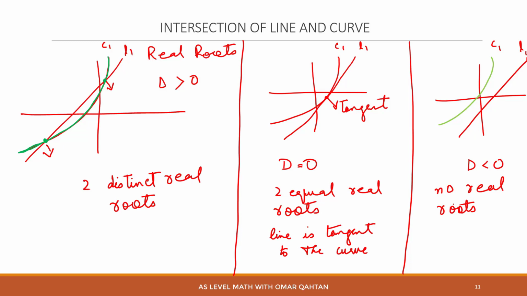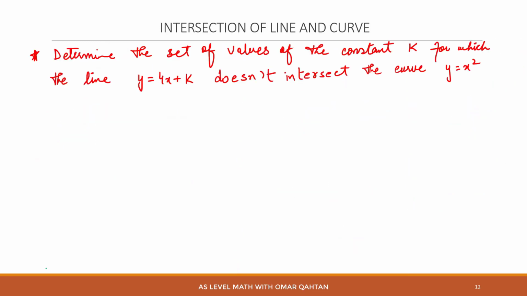Now let's solve some past paper questions to further solidify the concept. Right, so in this question, determine the set of values of the constant k for which the line y equals 4x plus k does not intersect the curve. It does not intersect the curve, which means its discriminant should be less than 0. So let's start solving it.